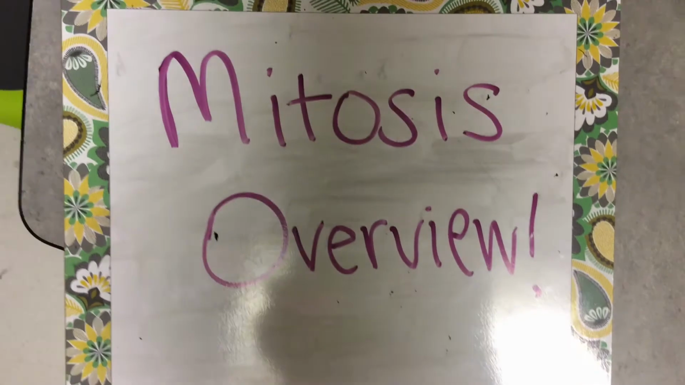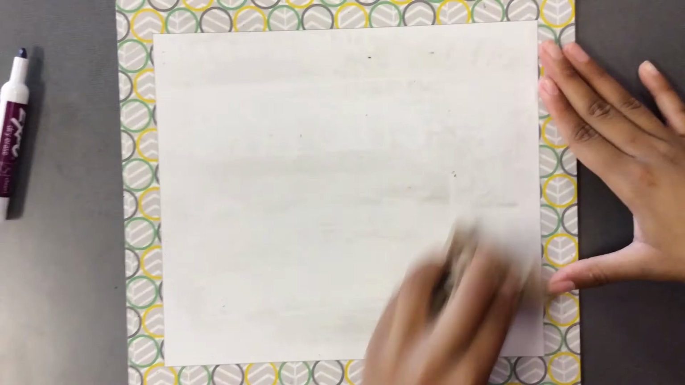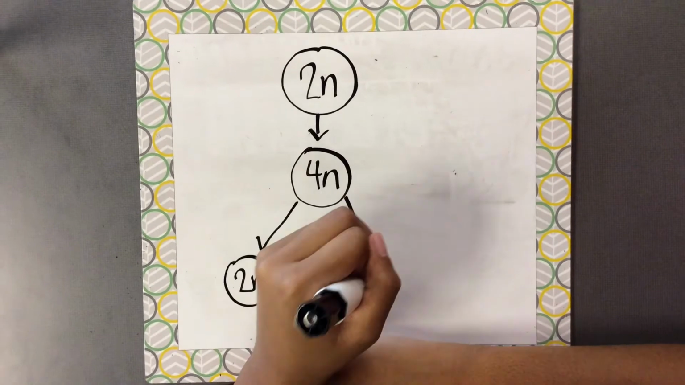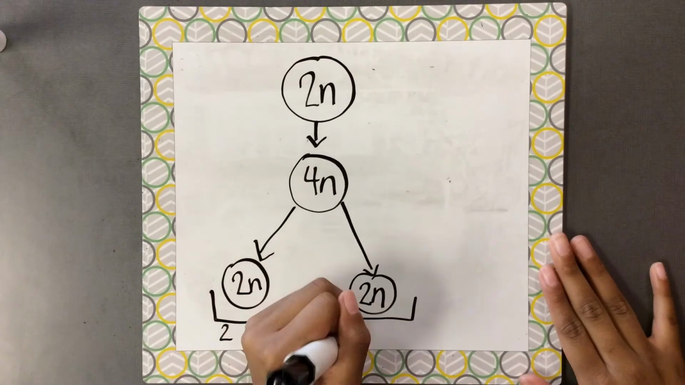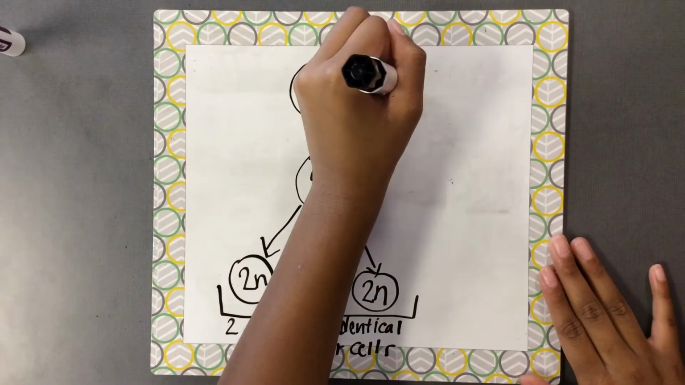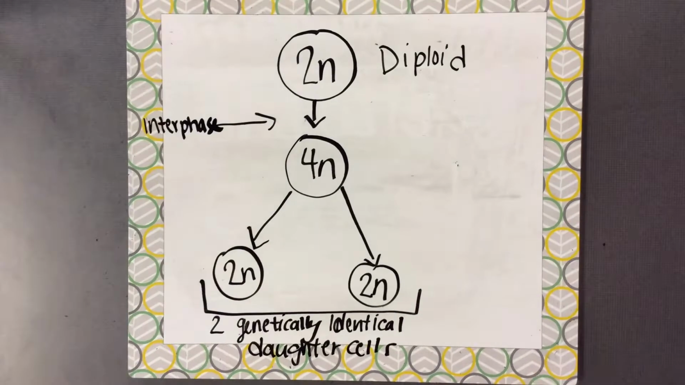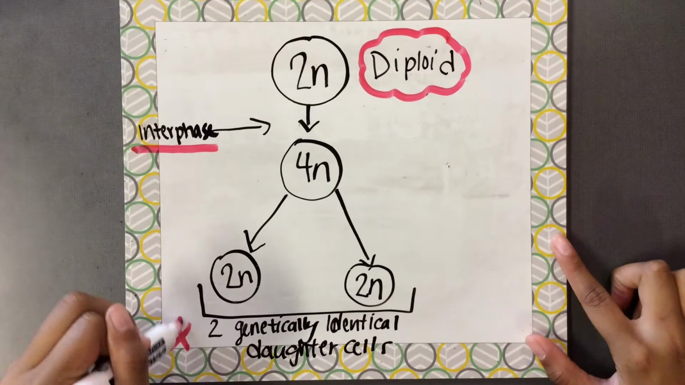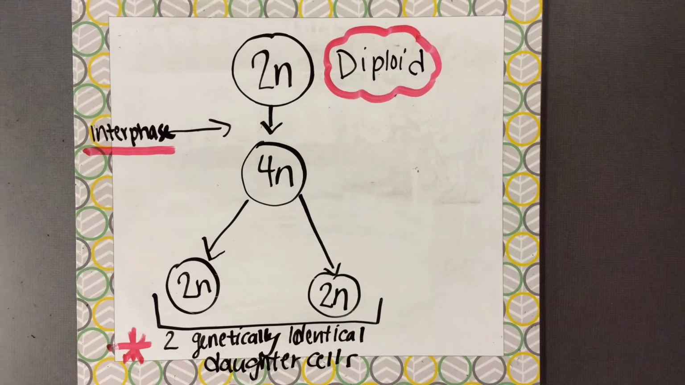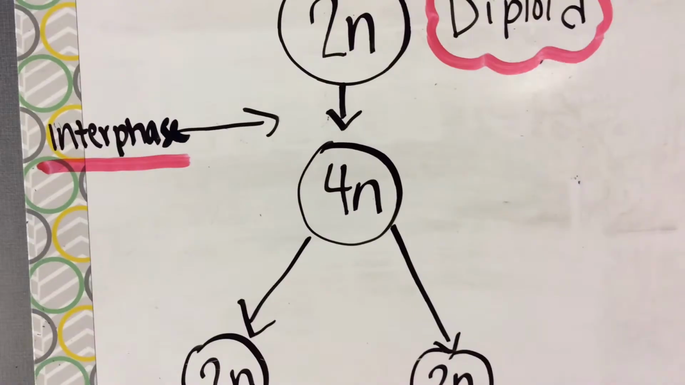Let's look at how mutations affect mitosis in the cell cycle. We start with the diploid somatic cell. Interphase occurs. Now we have a cell with 2 complete sets of chromosomes. That cell splits. Now we have 2 genetically identical daughter cells. Now to look at mutations, we're going to zoom in.